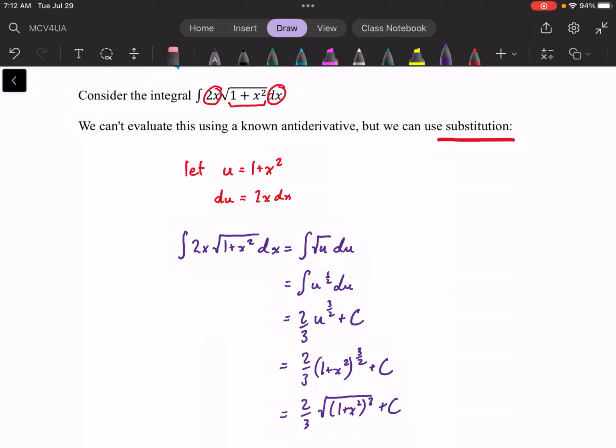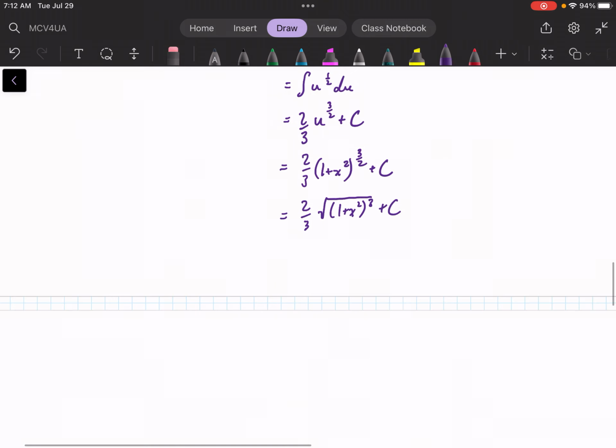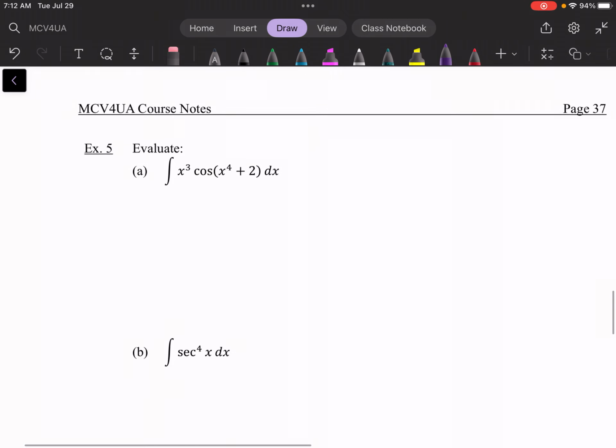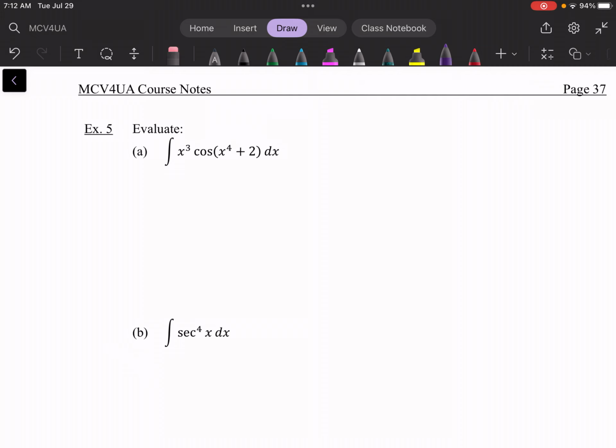Okay, so let's try some examples of using substitution to help us out. Okay, let's take a look at this first one. Well, what I can notice is if I let u equal x to the 4 plus 2, I know its derivative is 4x cubed dx. I do notice an x cubed dx in my expression. The 4, not a big deal. So what I can do is rewrite the 1/4 du as x cubed dx.